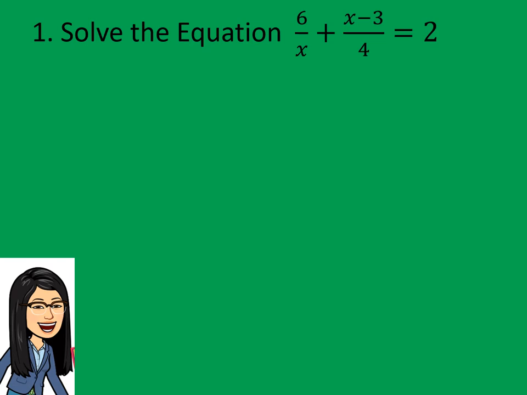Let us start the discussion with the equation 6 over x plus x minus 3 over 4 is equal to 2. First, we have to look at the denominators and find the least common multiple, or the LCM. This is the lowest number that can be divided by x and 4. So we have to multiply every term of our equation with 4x.